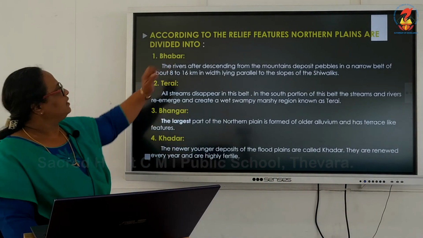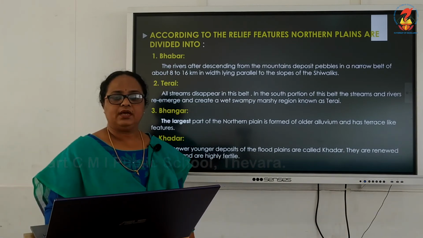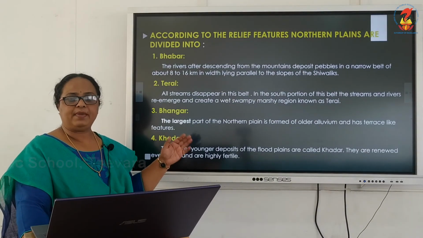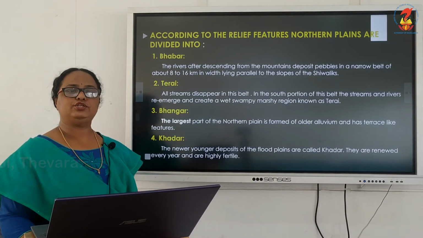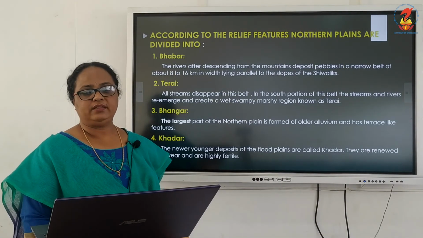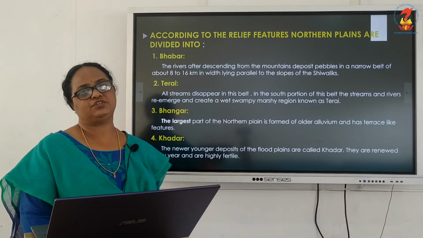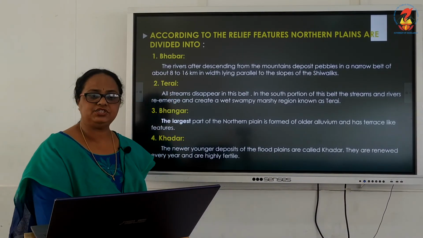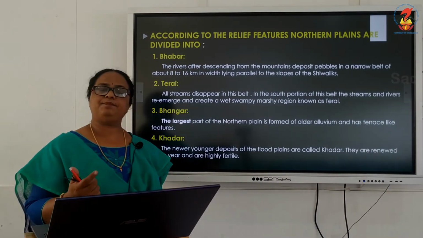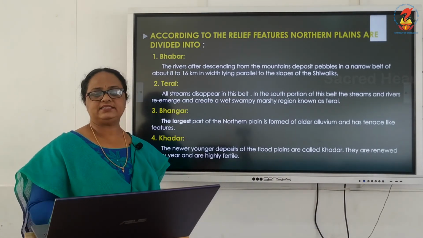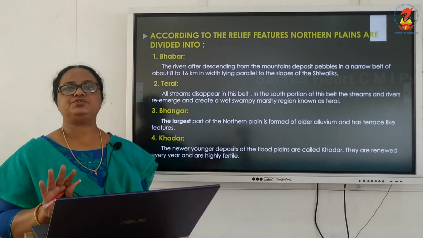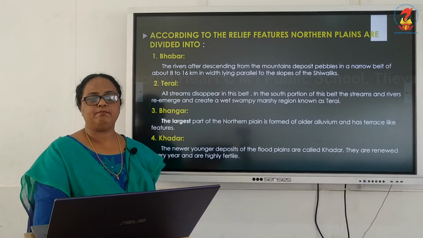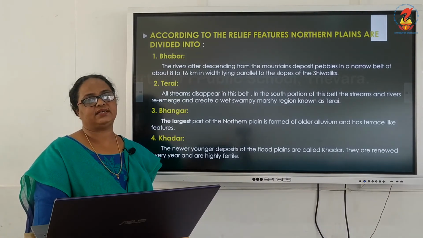Bhabar means the rivers, after descending from the mountains, deposit pebbles in a narrow belt of about 8 to 16 kilometers in width lying parallel to the slopes of Shivaliks. Then we have the Terai region. Under the Terai region, all streams disappear in this belt. And in the south portion of this belt, the streams and rivers re-emerge and create a wet, swampy, marshy region which is known as Terai.